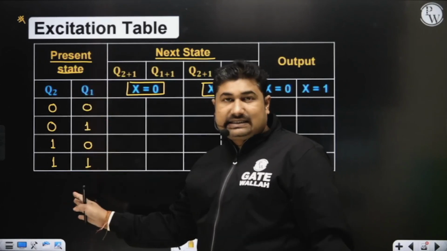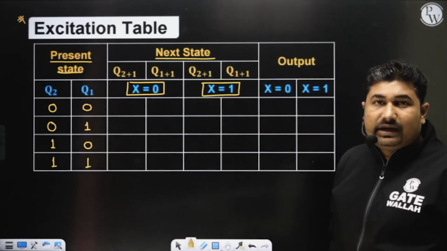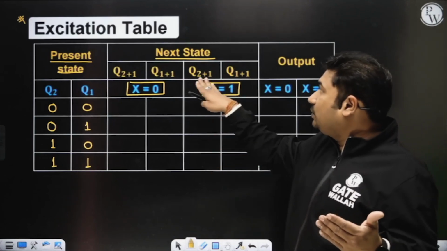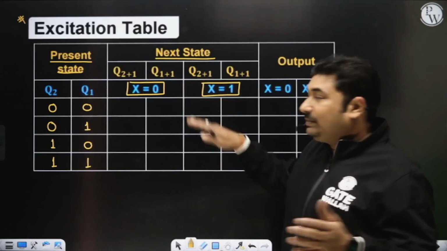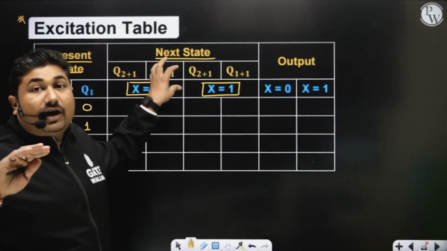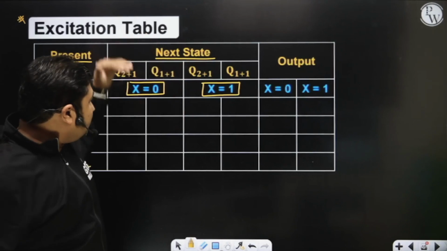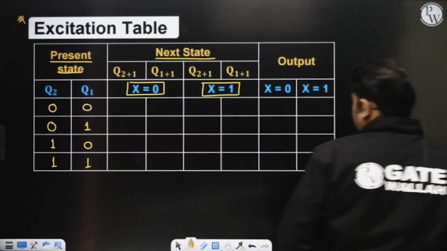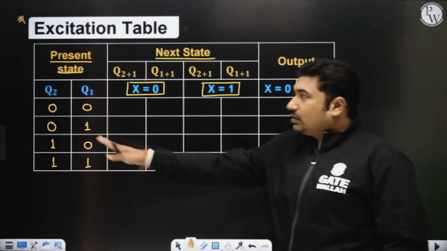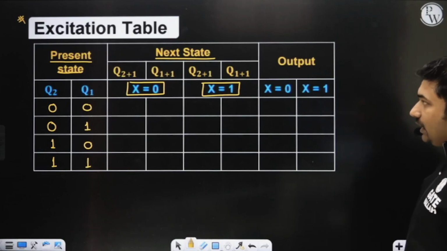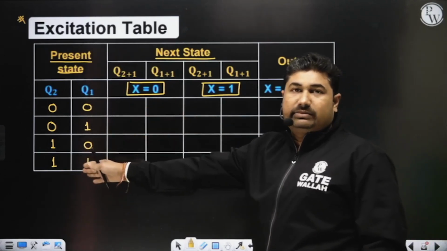So we have a present state Q2, Q1. I'm interested to know about the next state Q2 plus 1 and Q1 plus 1. It means this is the next state of flip-flop B and this is the next state of flip-flop A. Is it okay? With x equals 0 and with x equals 1, and then output with x equals 0, x equals 1. We have a total of 4 possibilities: either both are low, any one of them is high, or both are high. Now I'm going to check each of the possibilities.